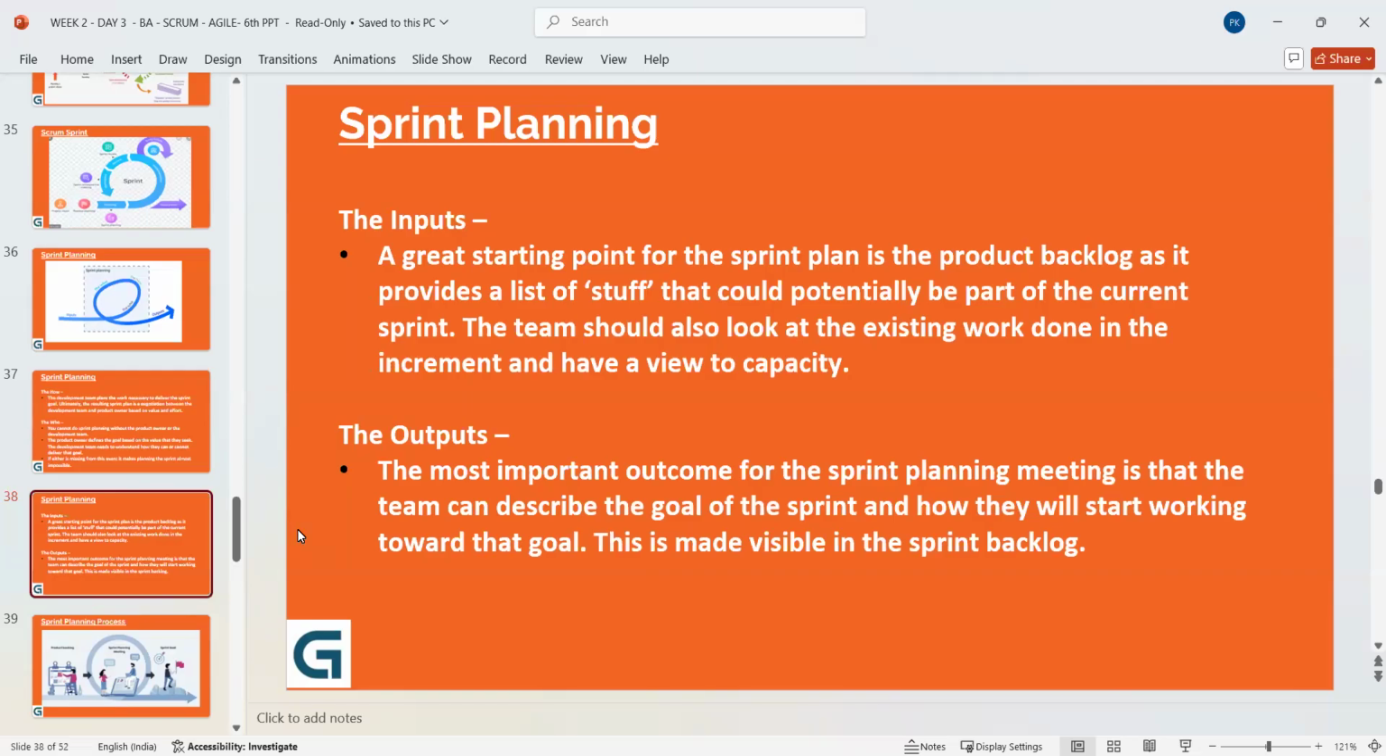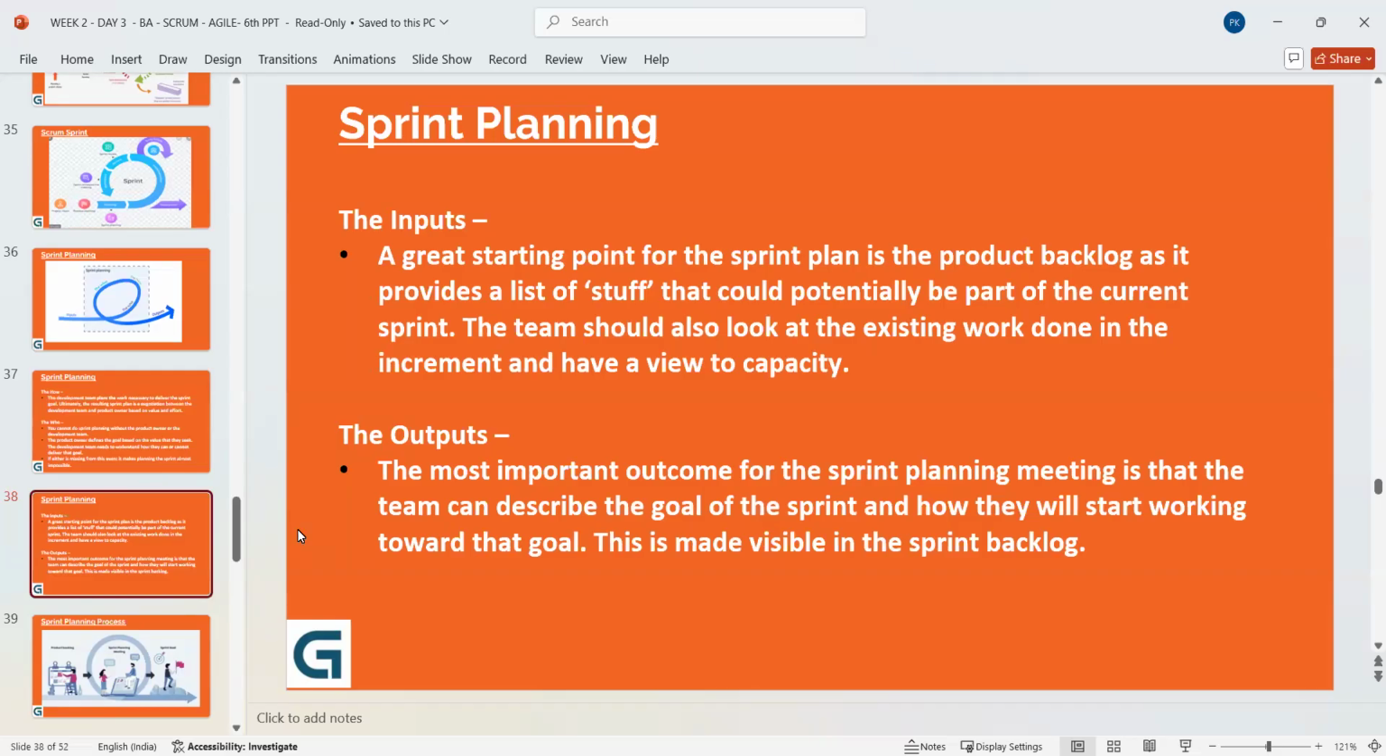A great starting point for the sprint plan is the product backlog, as it provides a list of stuff that could potentially be part of the current sprint. The team should also look at the existing work done in the increment and have a view to capacity. Thank you so much for reading, Aparna.